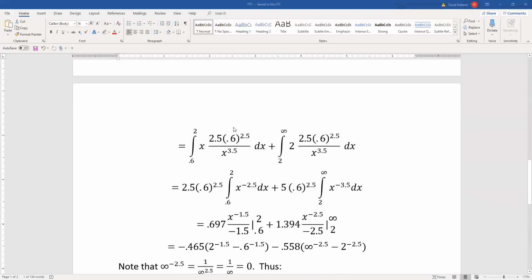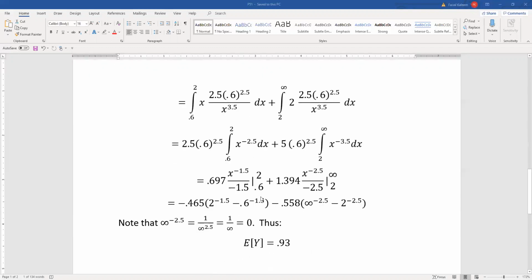And then we pull this constant out, and x over x to the 3.5 is x to the negative 2.5. Similarly, you pull this constant out, and 2 can be multiplied with 2.5. That's why we got the 5. And this would be x to the negative 3.5. So both these are power rules. After the power rule, we get x to the negative 1.5 over negative 1.5 here, and x to the negative 2.5 over negative 2.5 here.